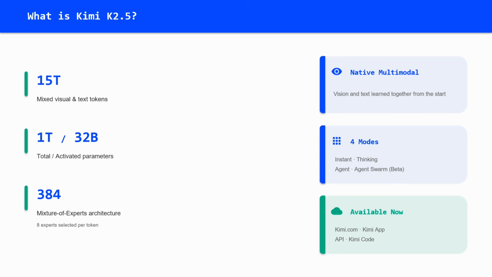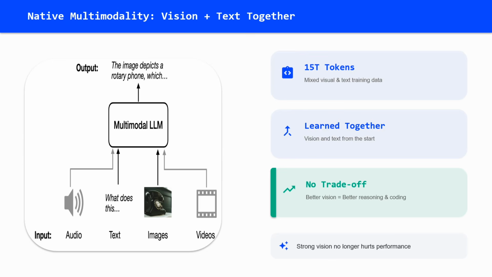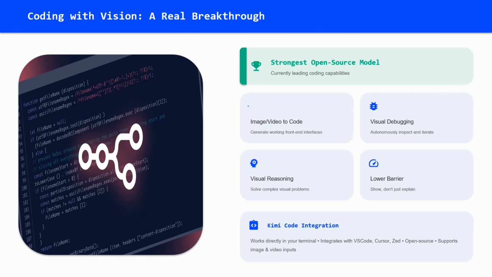Native model is vision and text learned together from the start. As you can see, learn together, no trade off. Better vision equals better reasoning and coding. Strongest open source model yet. Image and video to code. It can look at an image, it can see from a video and then start coding. It can do visual debugging also, visual reasoning, and lower barrier.